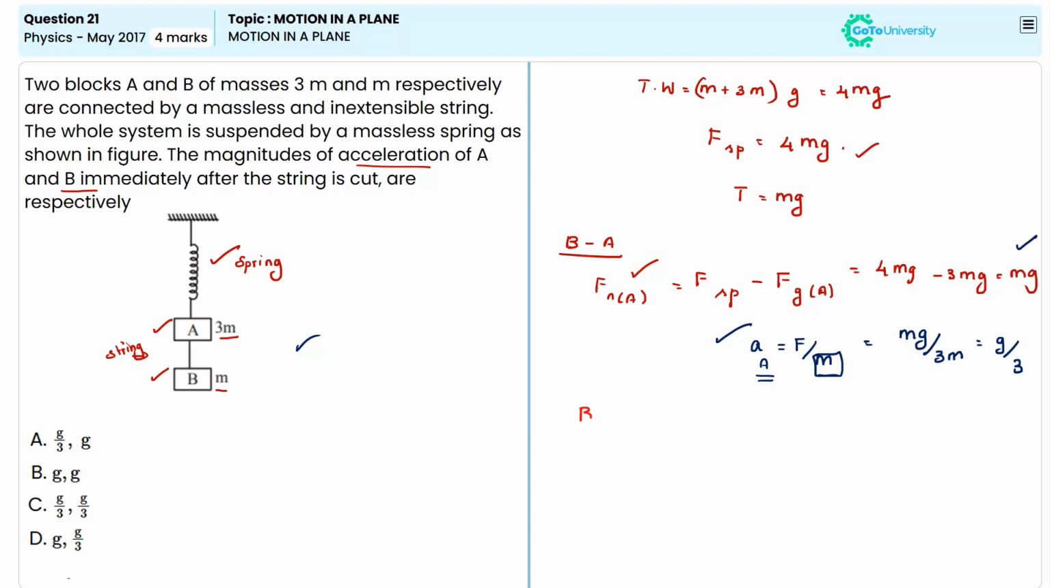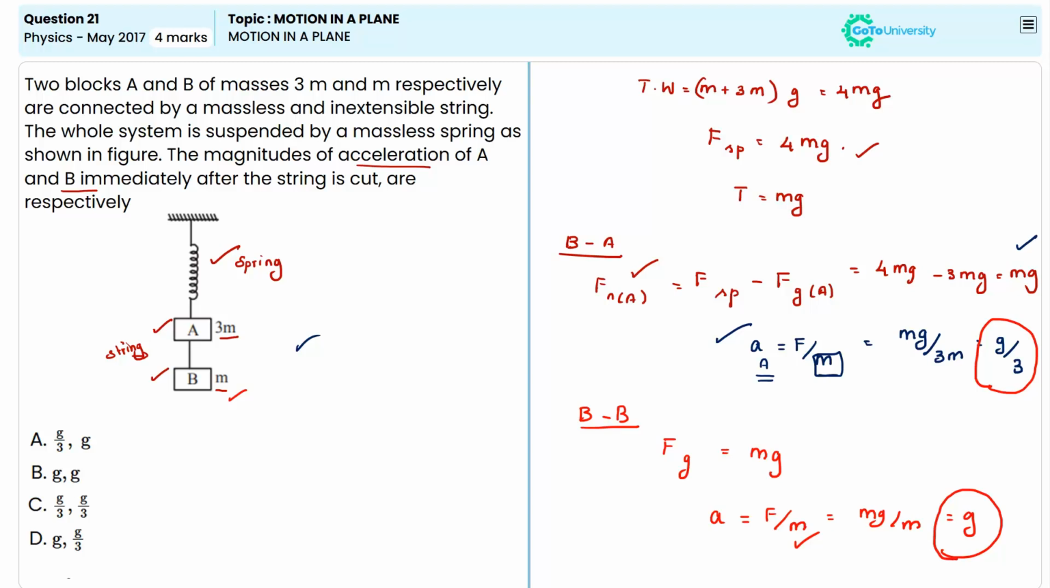Similarly, we can calculate the acceleration of block B. So the only force on block B is its weight, because of gravity. So here it will be equal to mg. So again we are calculating acceleration only. So we can write F divided by m, and the mass of block B is given as m only. So we can write mg divided by m, which will be equal to g. So block A will have an acceleration of g over 3, whereas block B will have an acceleration of g. So the correct answer for this question is option A.